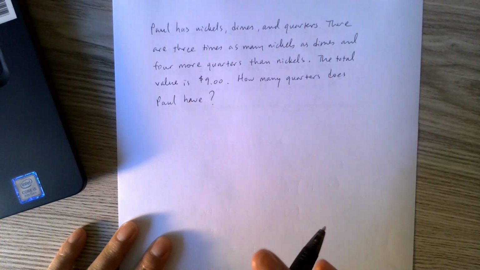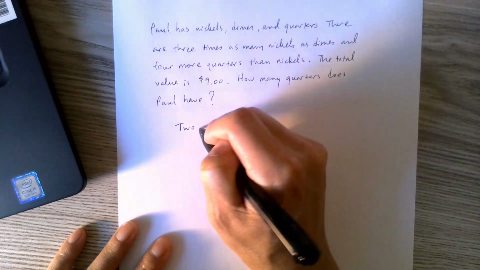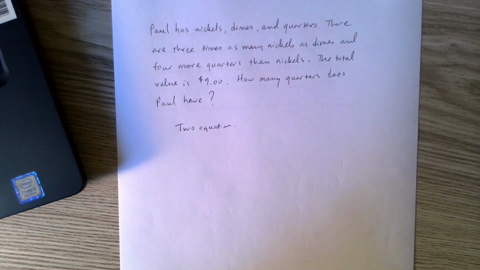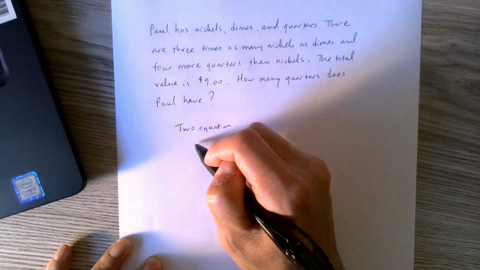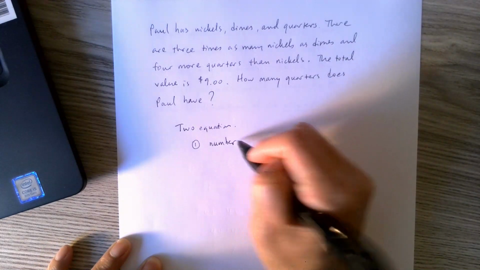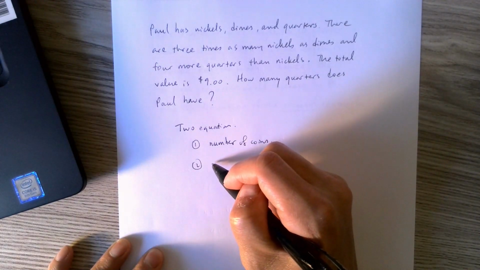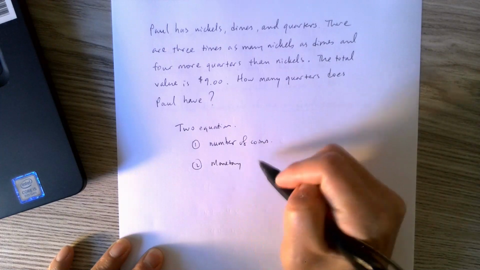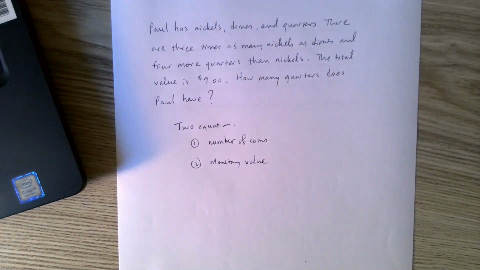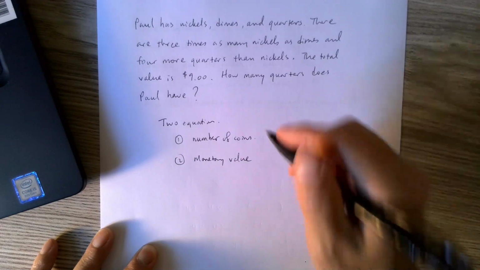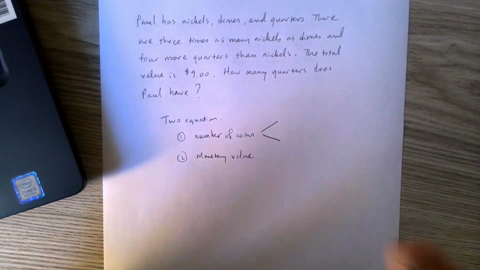So we're going to set up 2 equations to start off. The first equation is going to be describing the number of coins. The second equation is going to be our monetary value equation. So first, the number of coins. Actually, this is going to be 2 equations. So there's going to be a grand total of 3 equations.